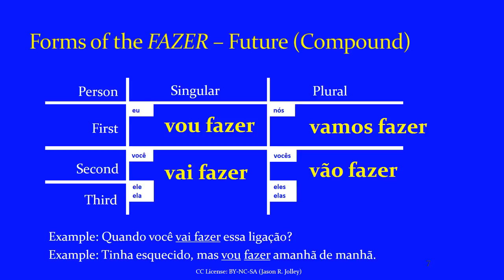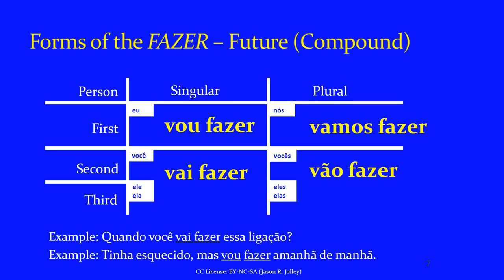Okay, now let's take a look at the forms of the verb fazer in the future, the compound or periphrastic future, which we form by taking the present tense of the verb ir, to go, right? Vou, vai, vamos, vão, and adding the infinitive of fazer to say something like, I'm going to do, they are going to do, etc. Eu vou fazer, você vai fazer, ele ou ela vai fazer, nós vamos fazer, and vocês or eles or elas vão fazer.